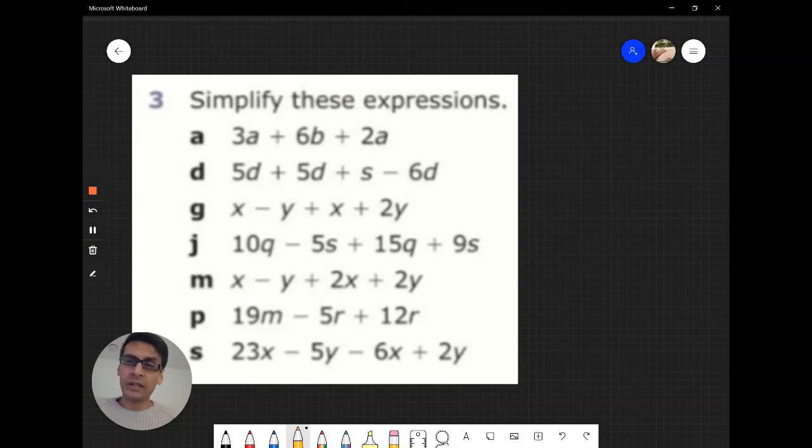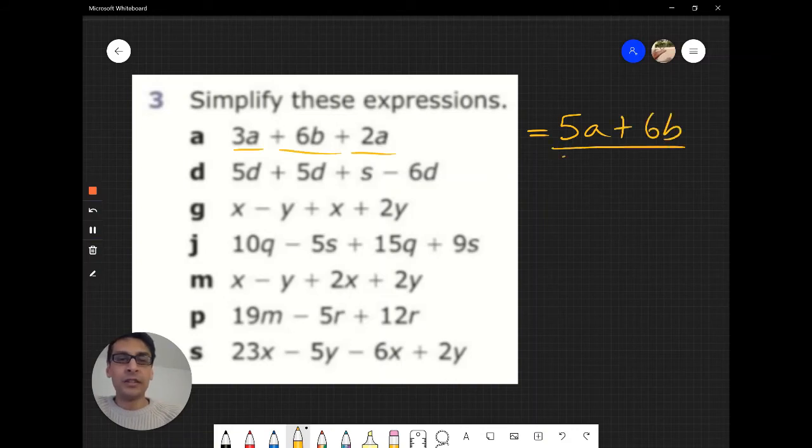This time we don't have a diagram, so we're just told we've got 3a, 6b and 2a, and they're all positive. All we have to do is add them up. Well, we can see that 3a and 2a is going to give you 5a. And then we've got a 6b by itself, so 6b, and that's your answer.